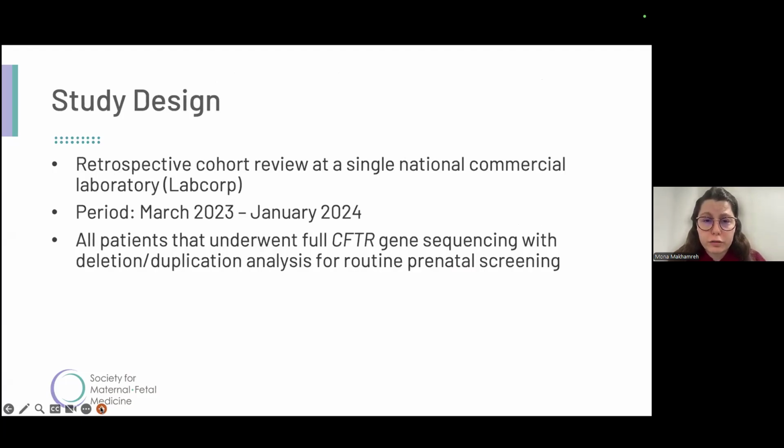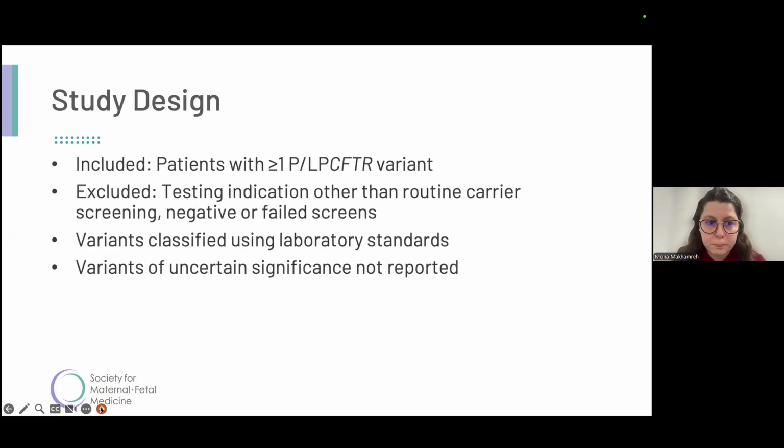This was a retrospective cohort review at a single national commercial laboratory that spanned a period of 10 months, between March of 2023 and January of 2024. All patients that underwent full CFTR gene sequencing with deletion duplication analysis for the purposes of routine prenatal screening were included. Patients that had 1 or more pathogenic or likely pathogenic CFTR variants were included in the analysis. Any patient that had a testing indication other than routine carrier screening was excluded. Negative or failed screens were also excluded. Variants were classified using laboratory standards, and variants of uncertain significance were not reported.